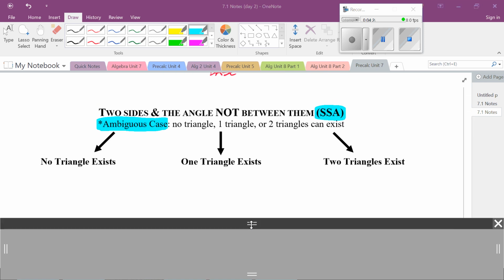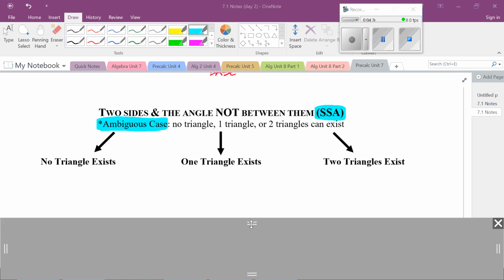Okay, go ahead and write this stuff down. Pause the video. When you're ready and you're done copying this, you can go ahead and unpause the video.